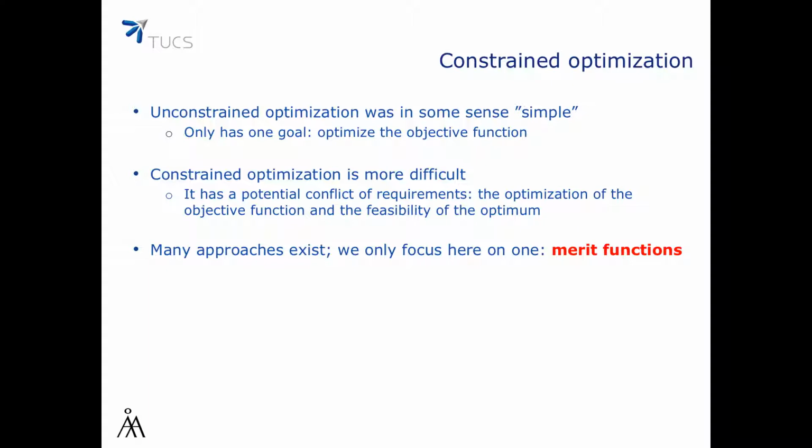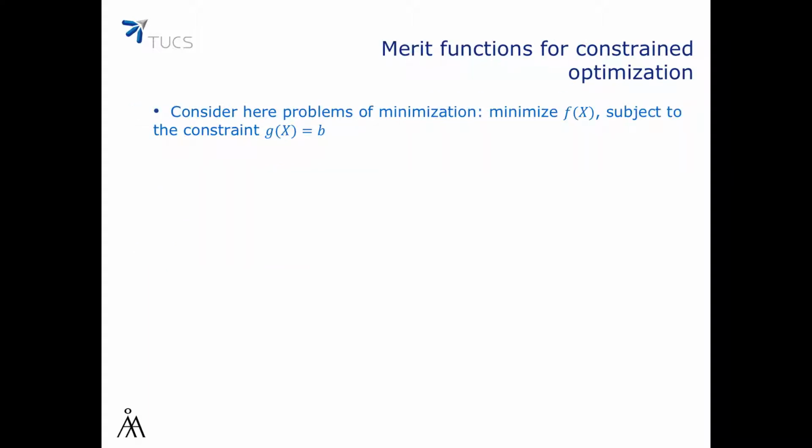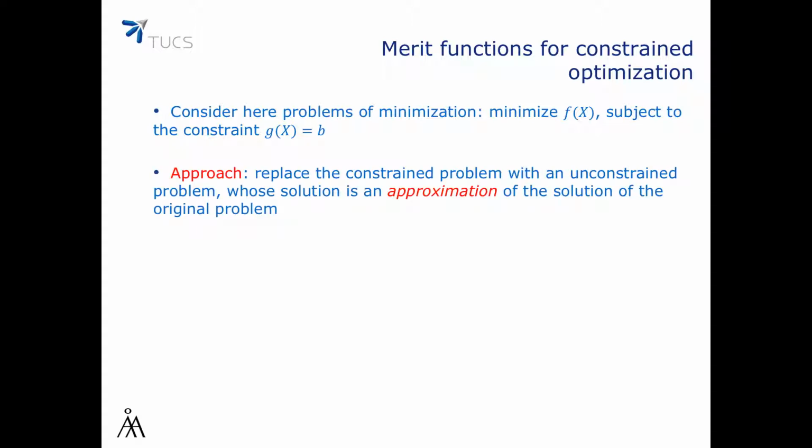There are many approaches for this kind of problems, and we only focus here on one based on merit functions. So we will consider here problems of minimization. Minimize f of x subject to the constraint g of x equals b. This is not a big issue. If we had a problem of maximization, very similar considerations would apply. The approach is going to be to replace the constrained problem with an unconstrained problem whose solution is an approximation of the solution of the original problem.